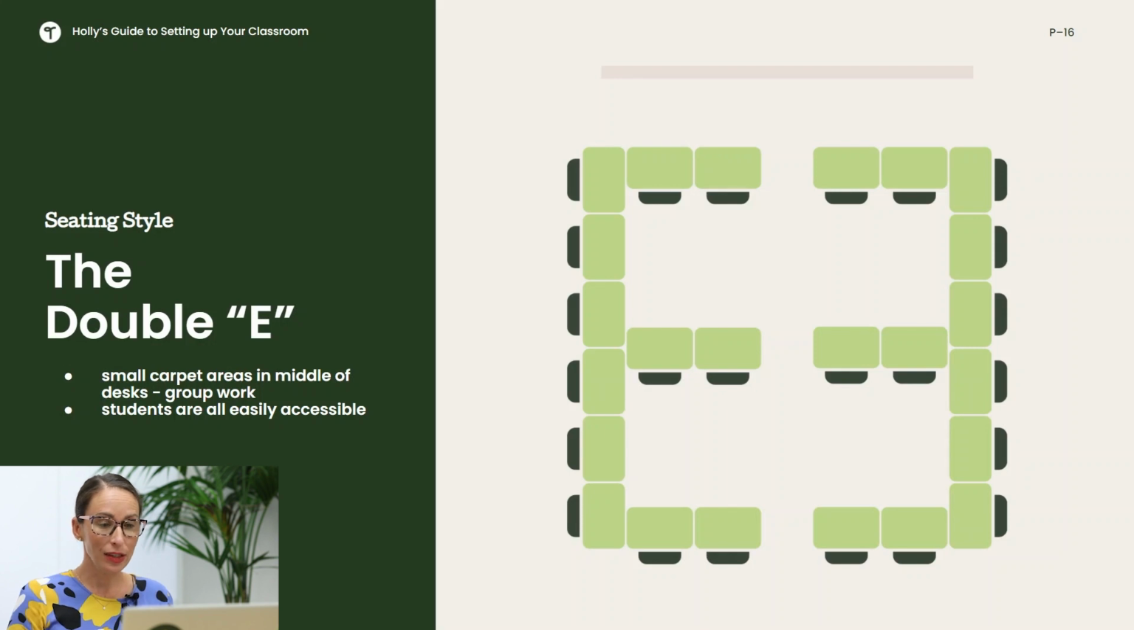The double E, so this is good if you've got a smaller classroom. It does open up a few small carpet areas in between each of the sections in the E's. And again, this is one where most of the students are quite easily accessible by the teacher as well, and you can see all of them. If you've got a few students that need to face the whiteboard because of different reasons, you've got that option there as well.